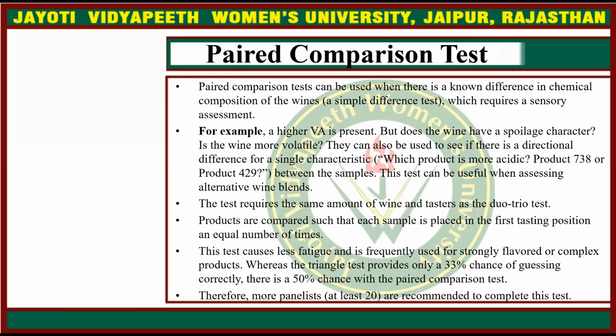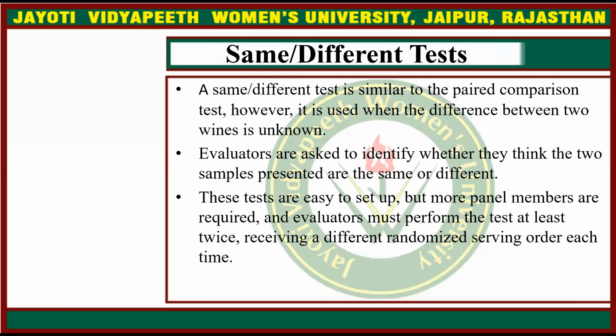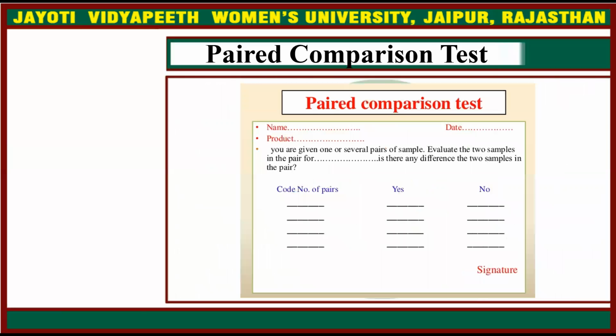Products are compared such that each sample is placed in the first tasting position an equal number of times. This test causes less fatigue and is frequently used for strongly flavored or complex products. Whereas the triangle test provides only a 33% chance of guessing correctly, there is a 50% chance with the paired comparison test. Therefore, more panelists are recommended to complete this test. This is the paired comparison test performer, in which instructions are written over the performer.